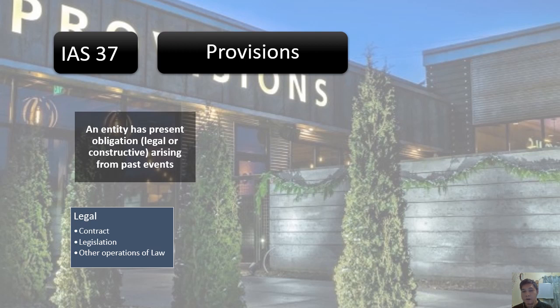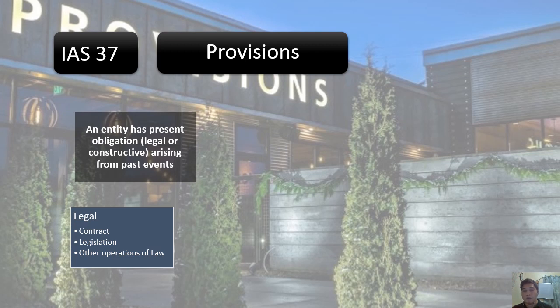Let's say, for example, the company violated some environmental laws that will affect the environment. So, in effect, the company may be charged in court and may be mandated or obligated to pay something to the government as damages. So in that case, that obligation arises from legislation or other operation of law.